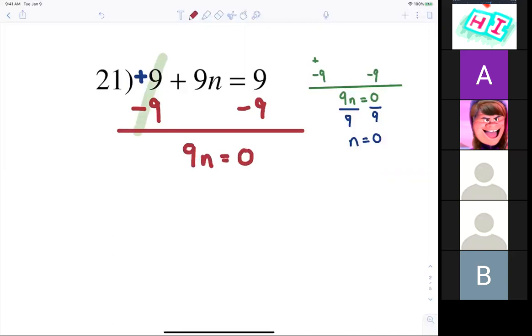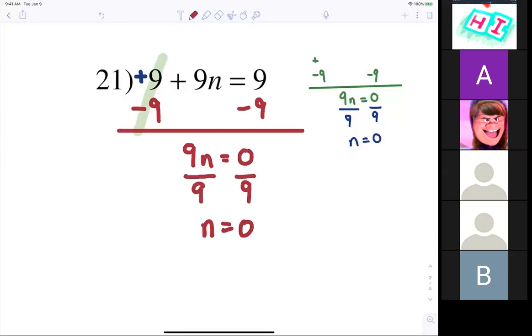Mr. Stroud, I was looking at number 2, and it's negative 6. Okay, let me finish that, and then I'll jump up to number 2 for you. Okay, thank you. Maren, you okay? Then we divide by 9, and so n equals 0.